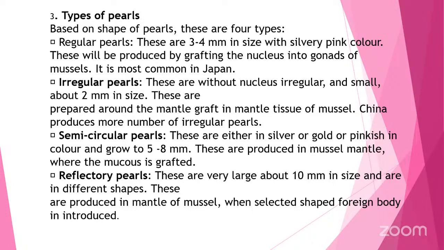Next, semicircular pearls. These are either in silver or gold or pinkish in color and grow to 5 to 8 mm. These are produced in mussel mantle where the mucus is grafted. Next, the last one is reflectory pearls. These are very large, about 10 mm in size, and are in different shapes. These are produced in mantle of mussel when selected shaped foreign body is introduced.